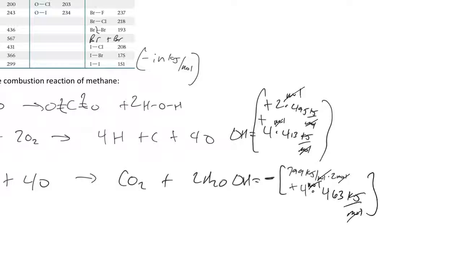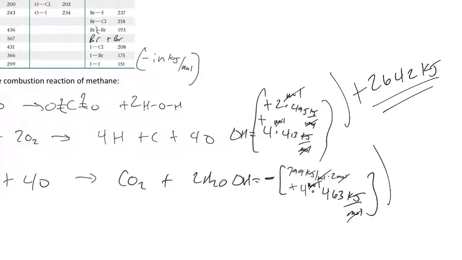Okay, let me calculate these two quantities separately. Let me take 2 times 495 plus 4 times 413. So it's going to take plus 2642 kJ to break all the bonds in the reactants. That's a tremendous amount of energy it would take to break all those bonds into fragments. And then we can approximate the delta H of the reaction by seeing how much energy we get back when we make the new bonds. When we make the new bonds, it's now 799 times 2 plus 4 times 463. So that's 3450.